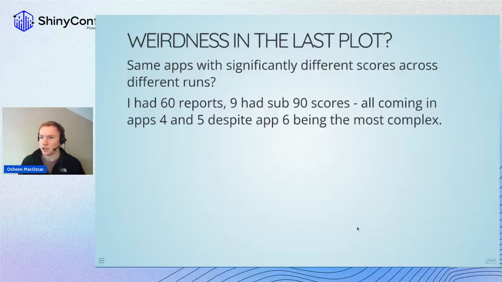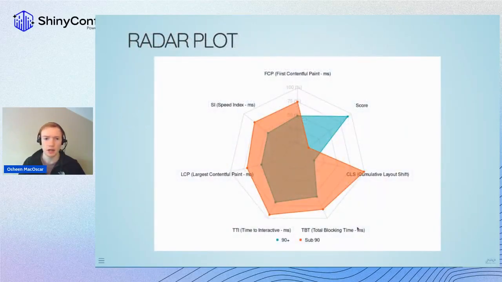So to look into this a little bit more, I had 6 apps. I ran each app 10 times, and 9 had below 90 overall scores. So almost a sixth of them, and they were all coming in apps 4 and 5, despite app 6 being the most complex. So I made a little radar plot comparing them, and you can see that the orange is the below 90, where they're scoring more on each metric apart from the score.